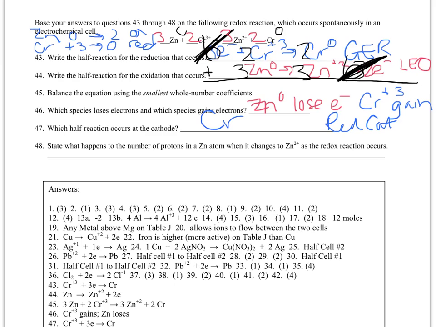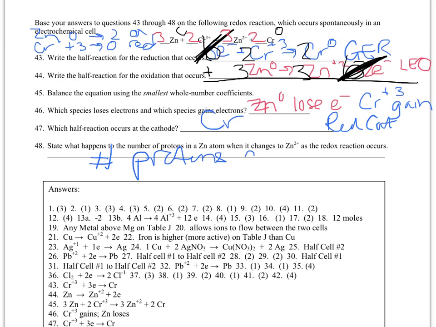The final question asks, what happens to the number of protons when a zinc atom changes to a zinc ion? Well, recall that protons are the identifying particle of an atom, and notice that the identity of the zinc is not changed. So here we're going to say that the number of protons is constant.